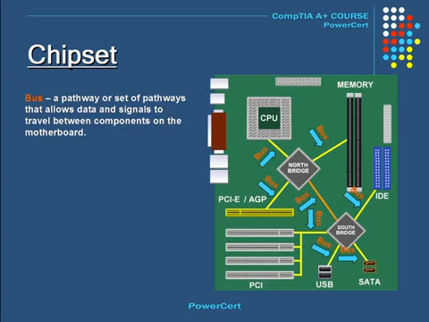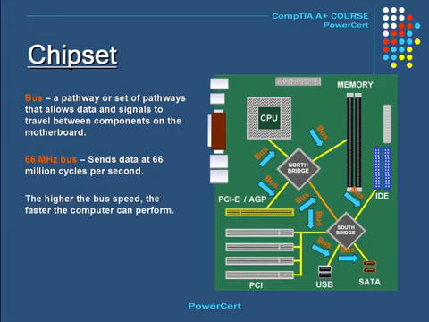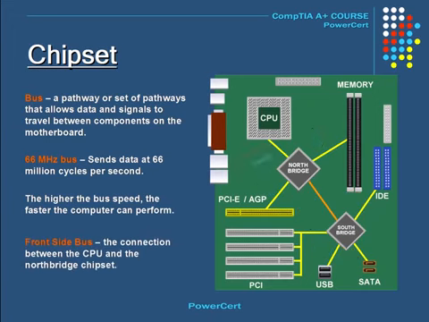So for example, if a bus speed is said to operate at 66 MHz, then that means that particular bus can send data at 66 million cycles per second. The higher the bus speed, the faster the computer can send data, which improves the performance of the computer. A motherboard's bus speed generally refers to the speed of the front side bus. The front side bus is the connection between the CPU and the North Bridge chipset.